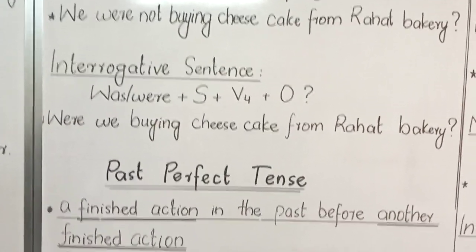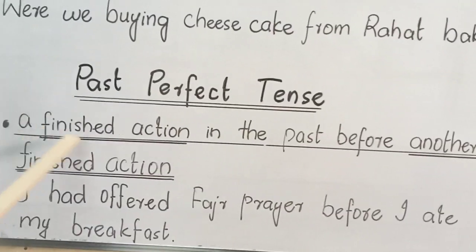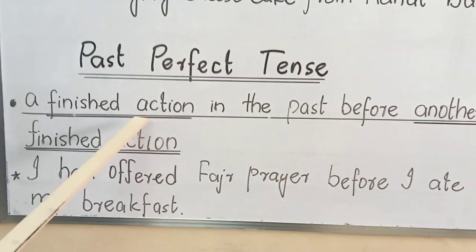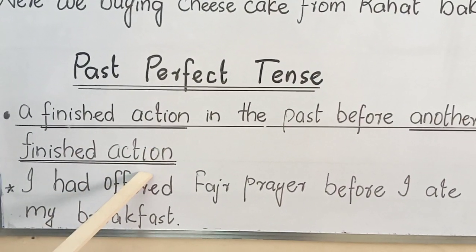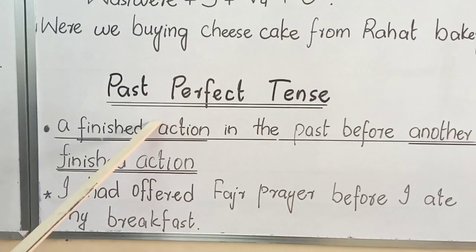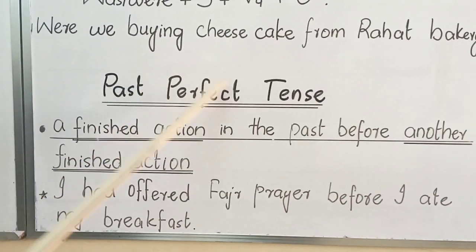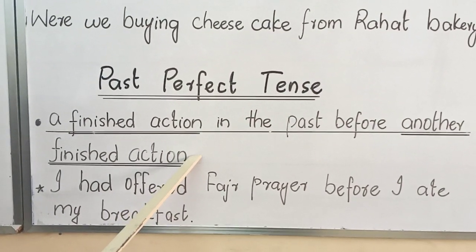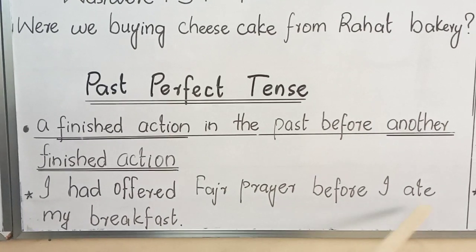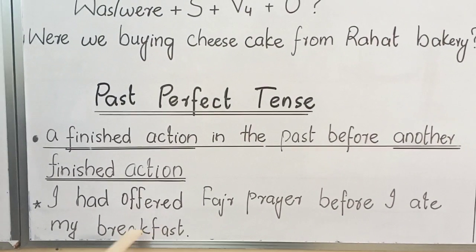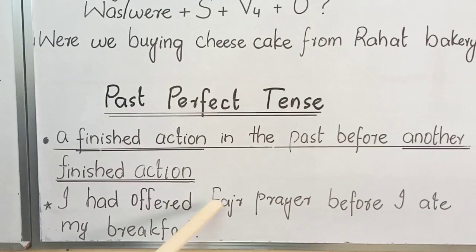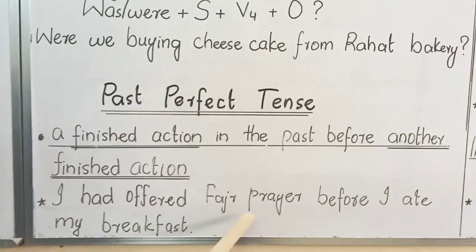Now come to past perfect tense. Past perfect tense is any finished action in the past before another finished action. It means that there are two finished actions in the past, and one action happened first and then another action happened. So the first finished action is past perfect and the second finished action is past indefinite or past simple. For example, I had offered Fajr prayer before I ate my breakfast. So, I ate my breakfast in past, but before this, I had completed some other action, and that was I had offered Fajr prayer.